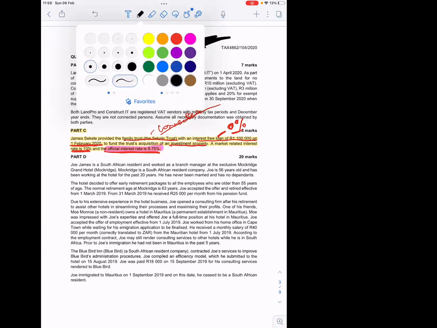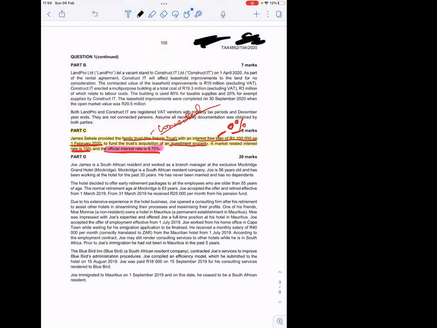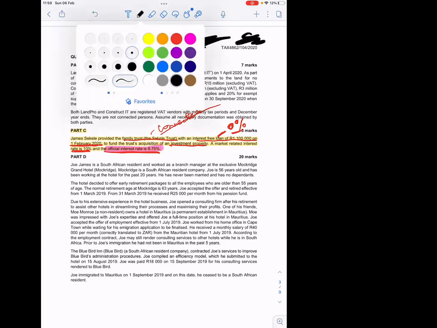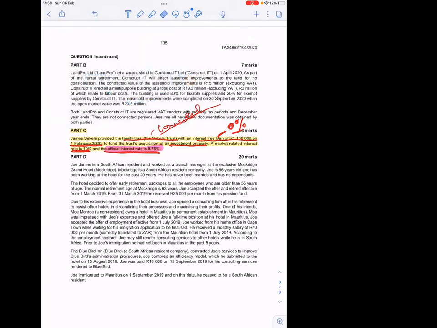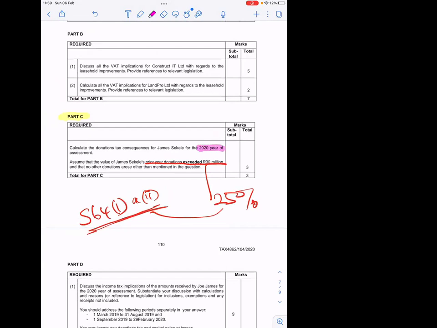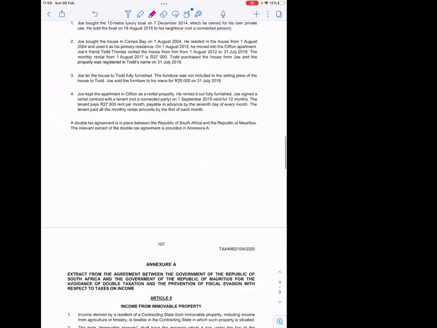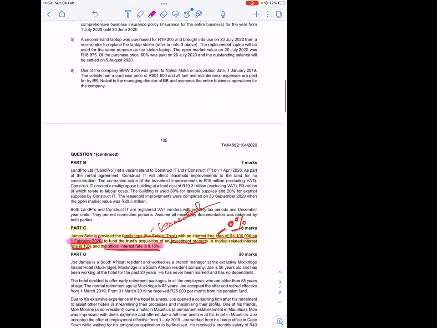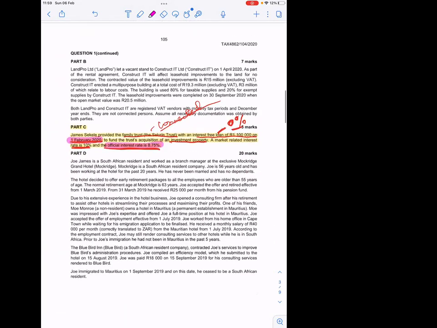So if you are starting a day before the exam, you're going to get confused. You're going to use whichever rate you want. So there is the story. Take note of the donations date there. 1 February. Go to your scenario. They say for the year ended what? For the 2020 year of assessment. Now, I am going to do that one. Okay. And I'm going to use the official rate because that's the one that requires us to do that.